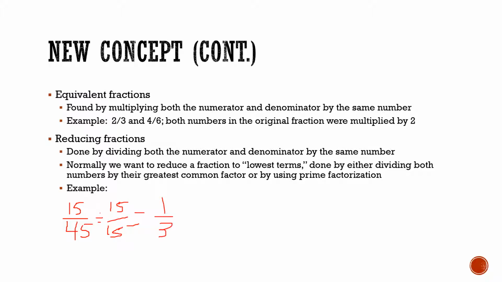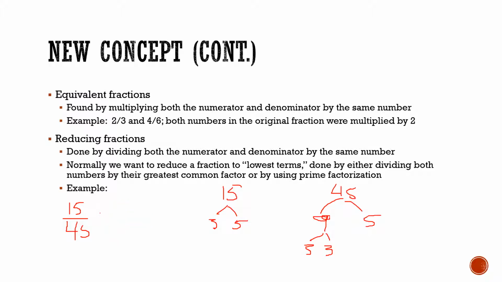If I did the same thing with a factor tree, let's find the prime factorization. 15 is easy because it's 3 and 5. For 45, I would do 9 and 5, and then 3 and 3. So then, let's get rid of this. Remember that answer was 1/3.